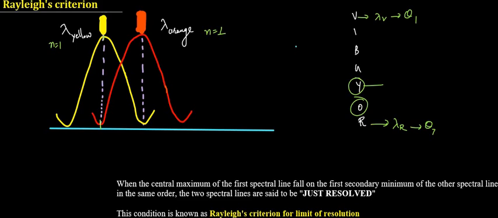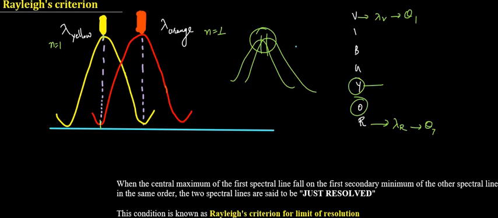All the spectral lines, that is violet, indigo, blue, green, yellow, orange, red, should satisfy this condition. If they do not satisfy this condition, we cannot observe these individual spectral lines. Instead of the individual spectral lines, what we see will be something like this: the yellow and orange will be combined together and we will get a blurred image. That is an unresolved spectral line.